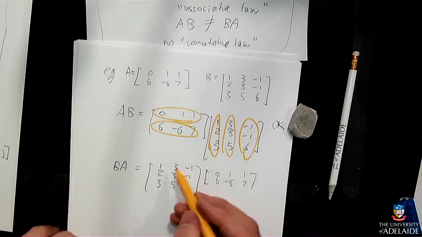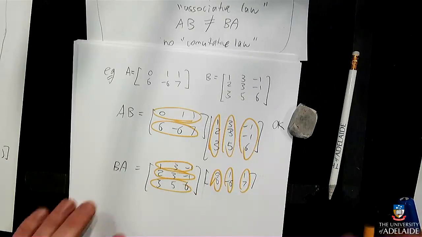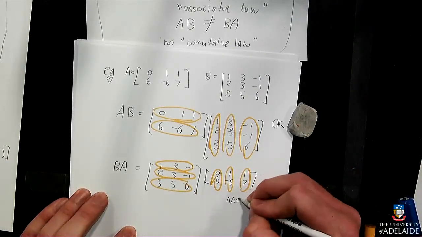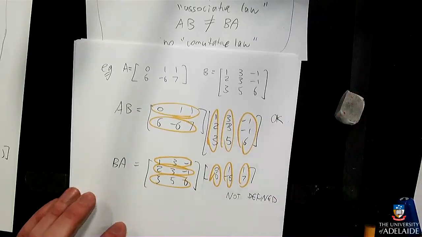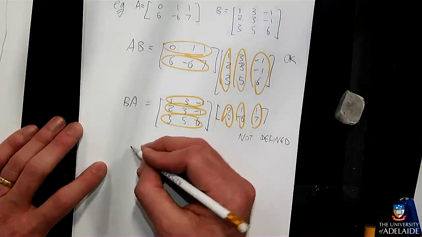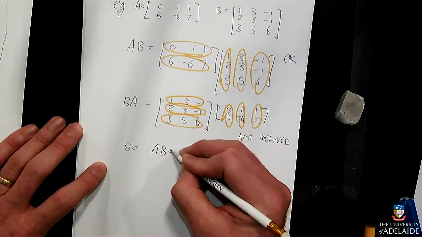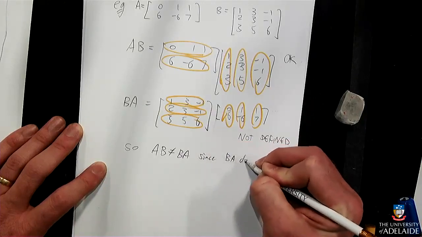And these rows have a different number of entries to these columns. And so it's not actually even possible to do this. So in this case, AB is not the same as BA because, well, AB is possible and BA isn't even possible. It doesn't even exist. So AB is not equal to BA since BA does not exist.